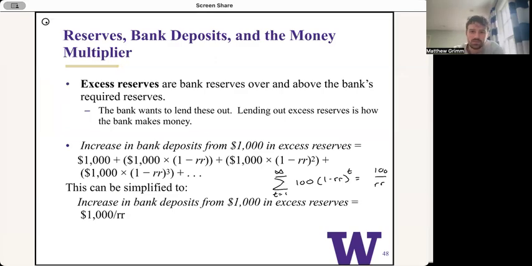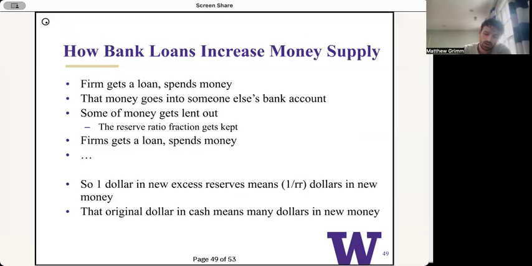Very nice. Okay, so the excess reserves are bank reserves over and above the bank's required reserves. The bank wants to lend these out. Lending out excess reserves is how the bank is going to make money. Again, this is just kind of all talking about this big formula right here.